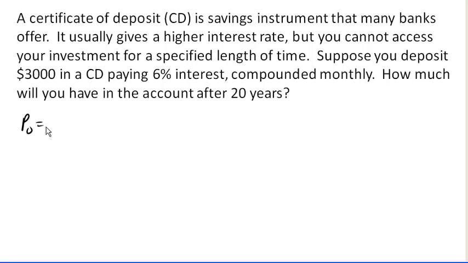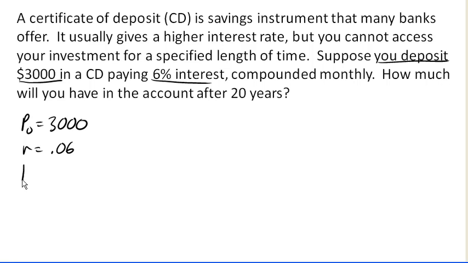So first thing we need to do is identify our principal, or in other words, our starting amount in our account. Now, first off, notice that we are depositing $3,000. We're doing that exactly once, which is why we're talking about compound interest here. So my initial investment was $3,000. Let's see here, what's my interest rate? My interest rate is 6%. And of course, that's an annual rate. Interest rates are typically given as annual rates, unless I've specified otherwise.